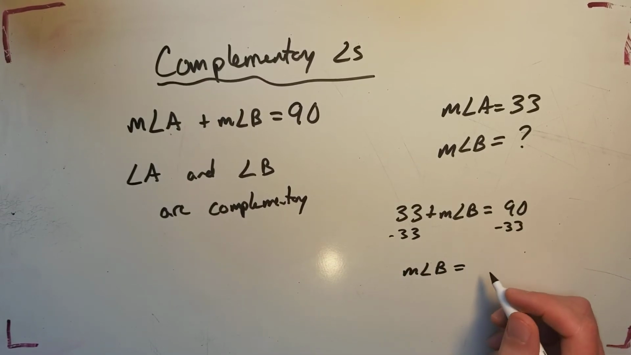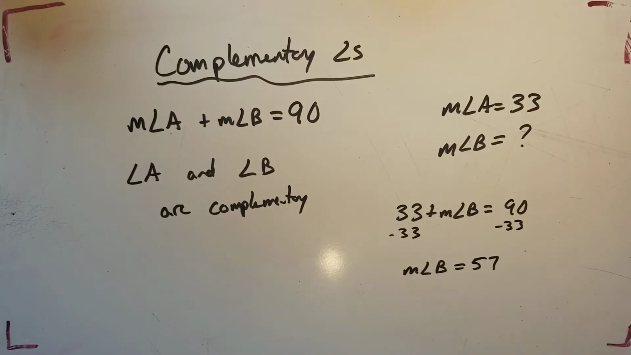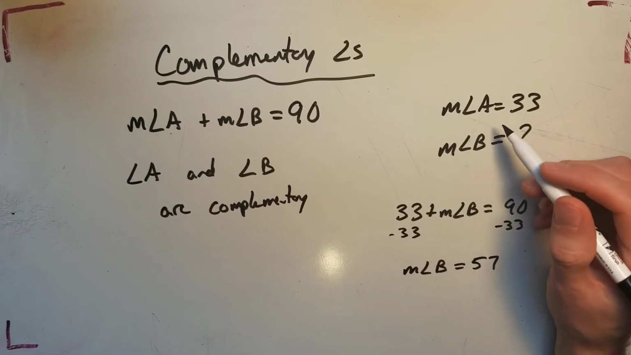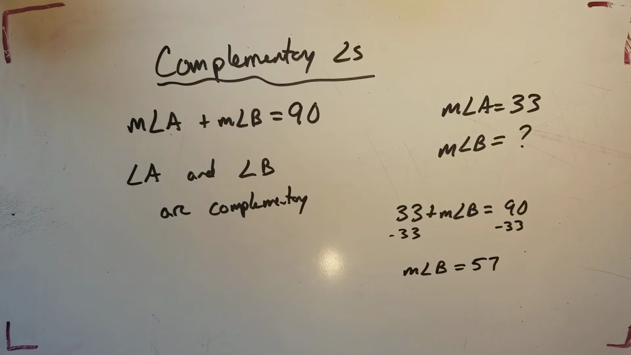So the measure of angle B then would be 57. That would make them complementary. You also could refer to it as the complement of A being 57 here because A is 33. That's just a little fancy way to say it.